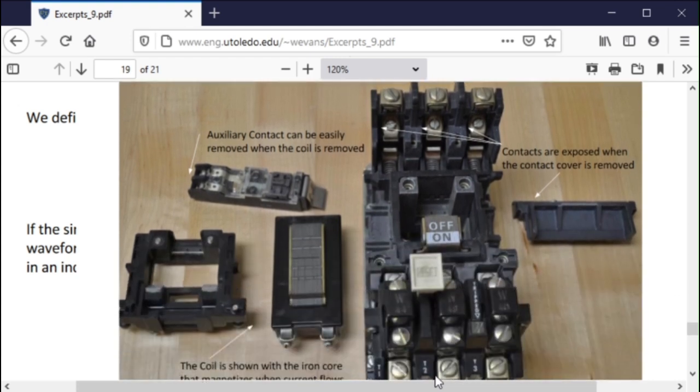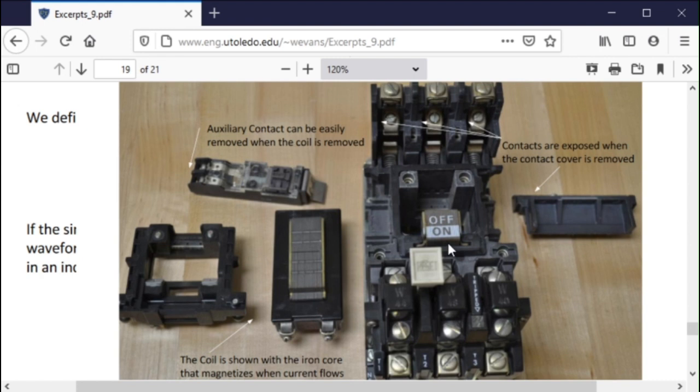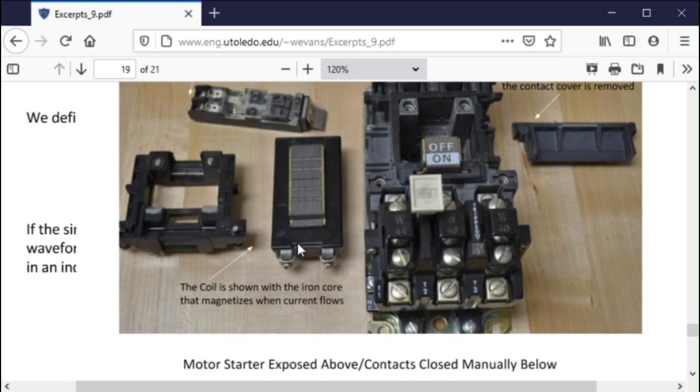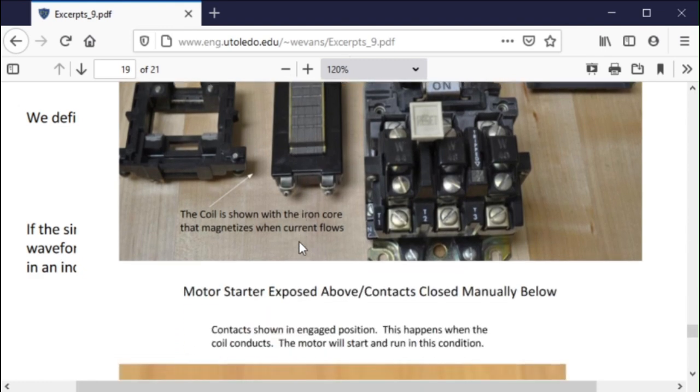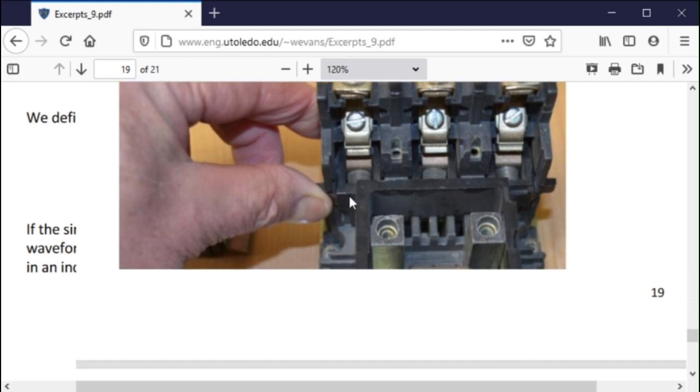Here's some pictorials of the various parts laid out. Here you can see the coil, and you can see where the coil fits right in here. Here's the auxiliary contactor. And here is energizing the coil manually. In other words, energizing the contactor manually. You can actually see this. If you push this up, it goes up, and then the contacts close.